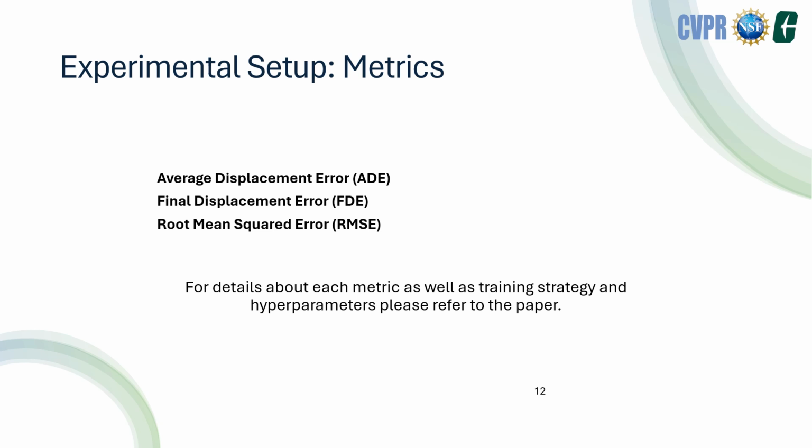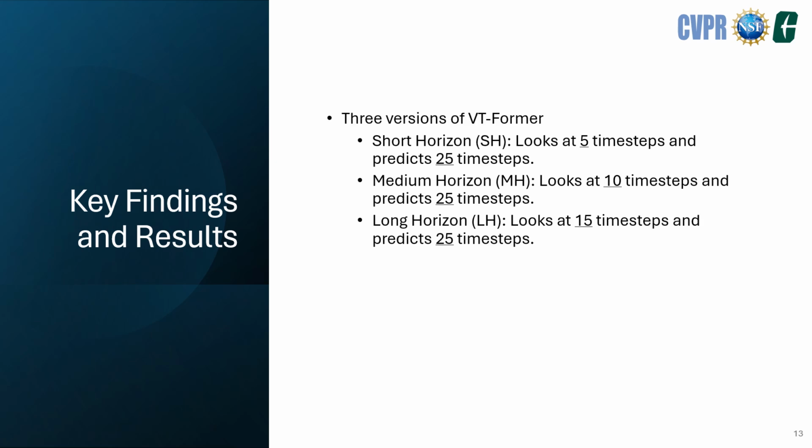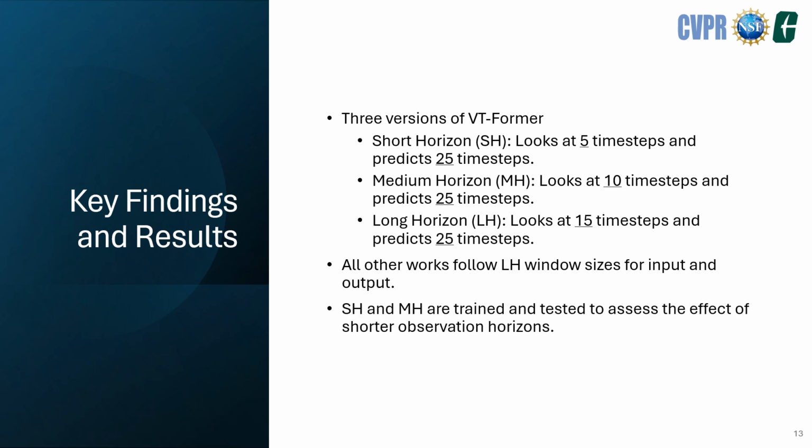For detailed information about the mathematical definition of each metric and our training strategy and hyperparameters, please refer to the original manuscript. For the experiments, it is important to note that we trained three versions of the VT Former, each differing based on the size of the input window. The VT Former SH processes 5 time steps, MH processes 10 time steps, and LH processes 15 time steps. However, all three versions predict the same 25 future time steps. Other studies typically follow the input and output size of the VT Former LH, and the SH and MH versions were specifically trained to assess the impact of shorter observation horizons.